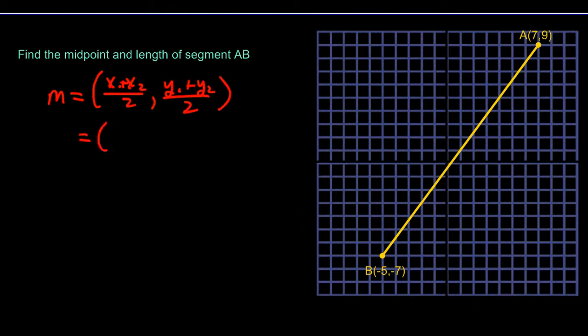So in this case, we have -5 plus 7 divided by 2. And for my y's, we have -7 plus 9 divided by 2. When we do our arithmetic here, that's 2 over 2, which is 1, and that's 2 over 2, which is 1. So the point (1, 1) is our midpoint.